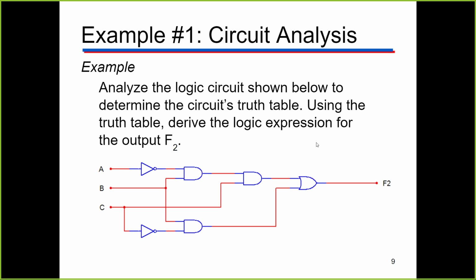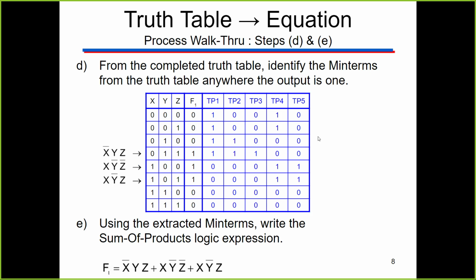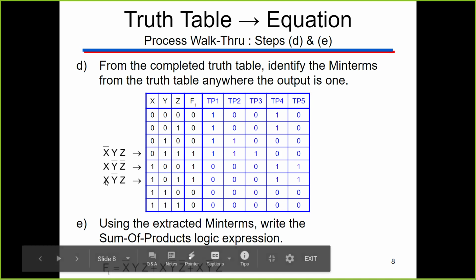So let's just get to the point, because we already know how to get the equation from the truth table, right? We just look for when the machine's on, and notice it's only these three times right here. The output. So when the output is one, here, here, and here, we write a minterm for them. Notice that Y and Z are on, but X is off. So what we call not X right here. See, not X. And so these are pretty straightforward. And then you just add them at the bottom.